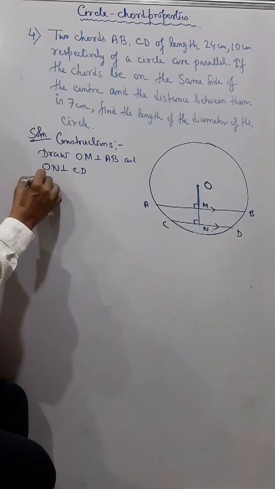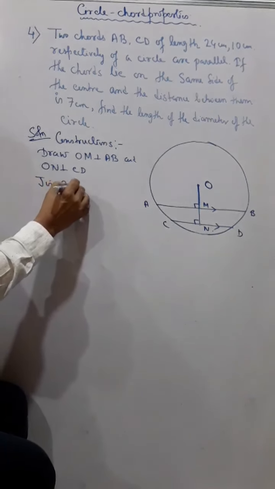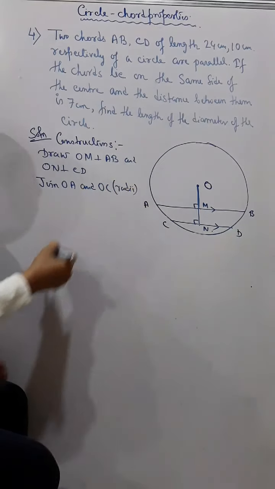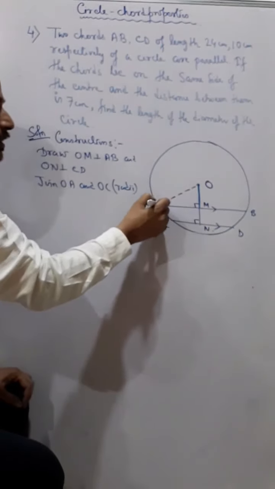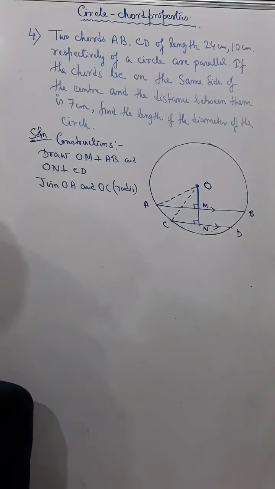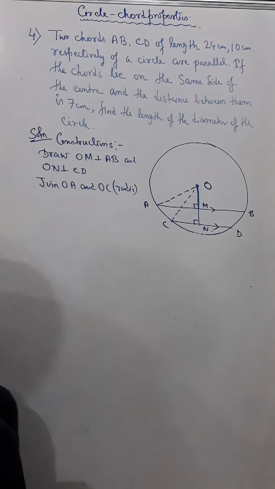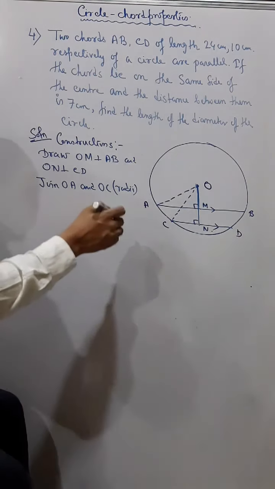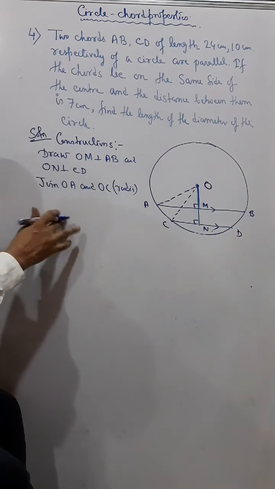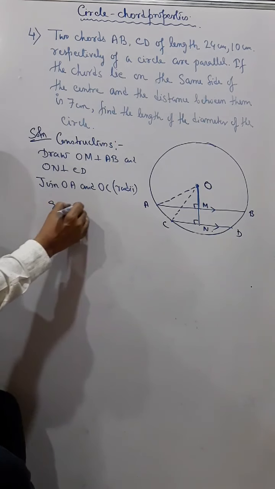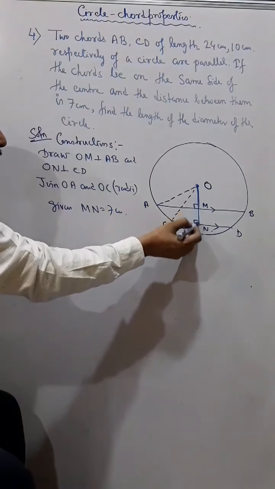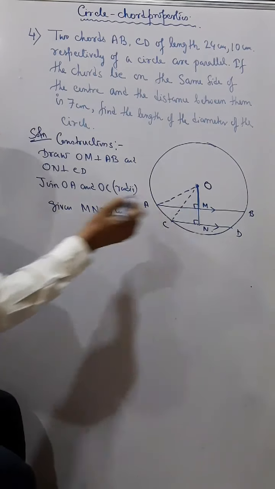And then again join OA and OC. So that is the radius, radii. So we will join OA, okay, we will join this. And they told the distance between the centers is 7. So from here we can say, given, MN is equal to 7. So we know this MN, right, that is 7.